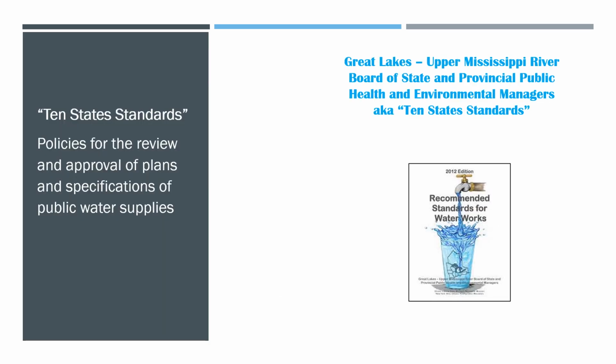Ten State Standards, officially known as the Upper Mississippi River Board of State and Provincial Public Health and Environmental Managers, provides a list of plan approval and specifications of public water supplies. So it's a Bible when it comes to engineering standards for components of water treatment plants.